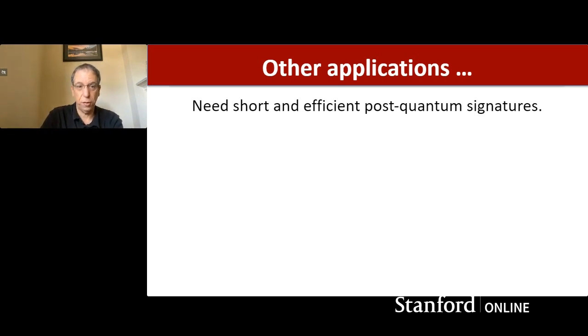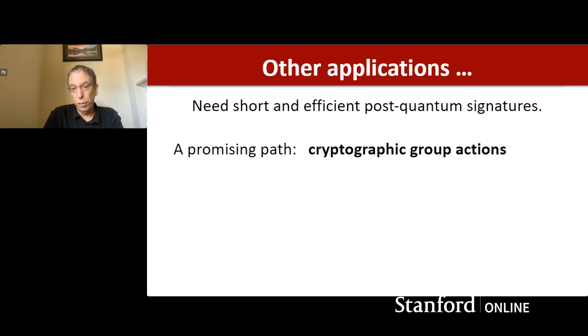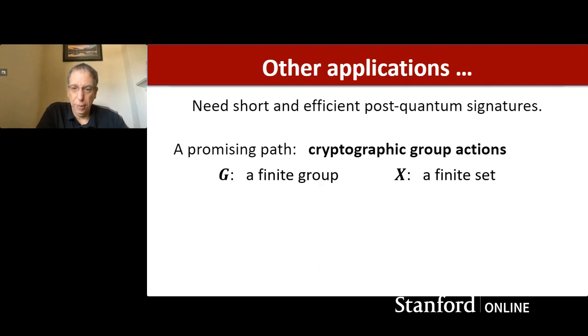All right, and so what can we say about that? There was a promising path that for a while I was quite excited about, and we spent quite a bit of time trying to use it, and that's using what's called cryptographic group actions. Okay, so let me tell you what a cryptographic group action is, and then we'll see whether that can actually lead to short signatures or not. So here we have to do a little bit of math.